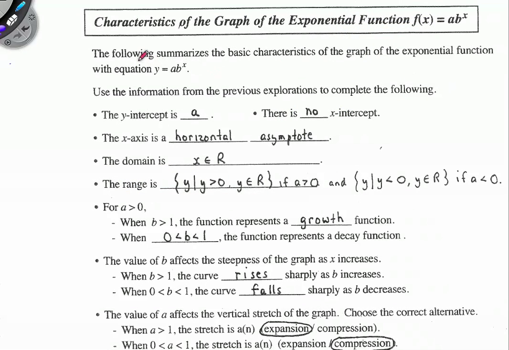And the last part of the question above was asking where or what is the y-intercept in an equation of this form, and it is at A, whatever A happens to be. So the y-intercept is at A. There is no x-intercept, as we've seen before. There is a horizontal asymptote, and it's the x-axis. The domain for x: all real numbers. The range, however, y is greater than 0.